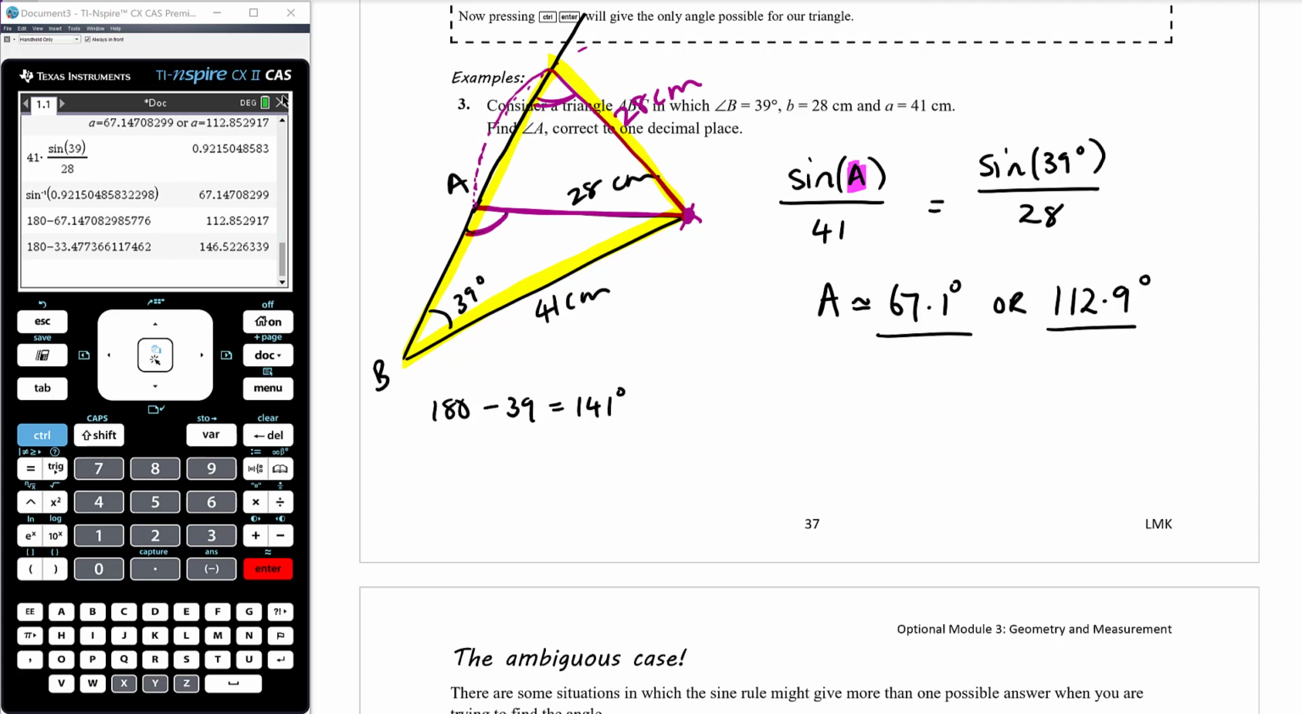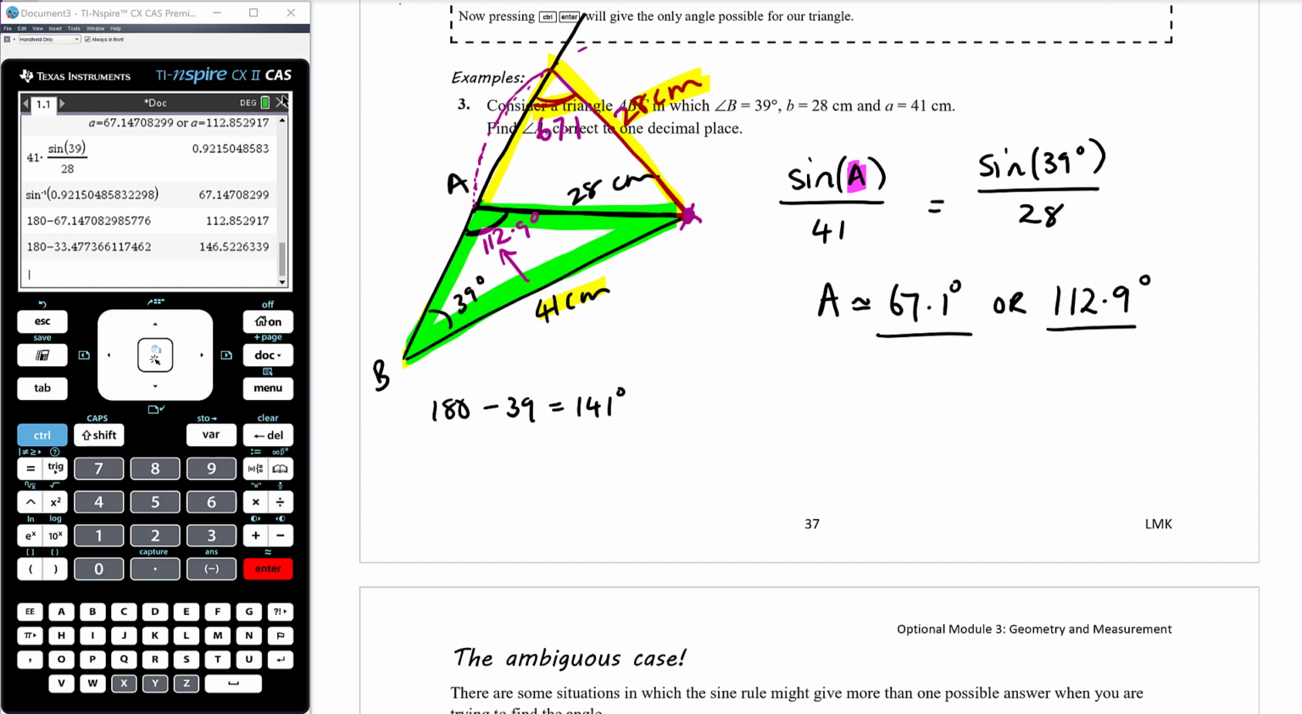39-degree angle at B, 28 centimeter side opposite that, and a 41 centimeter side here. And from that diagram we get an acute angle. So this would be the 67.1 degree solution, the triangle that's highlighted in yellow. But the alternative is the one that I had originally drawn, this green triangle here, where it still meets all the same information. The 39-degree angle at B, the 28 centimeter side length opposite it, a 41 centimeter side length, and when we work out the angle opposite the 41 centimeters, we can see that it has to be obtuse, and so this would be the 112.9 degrees.